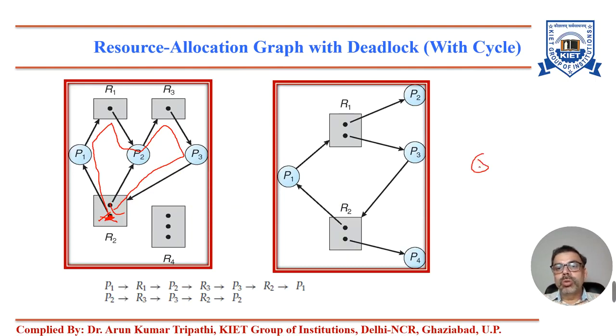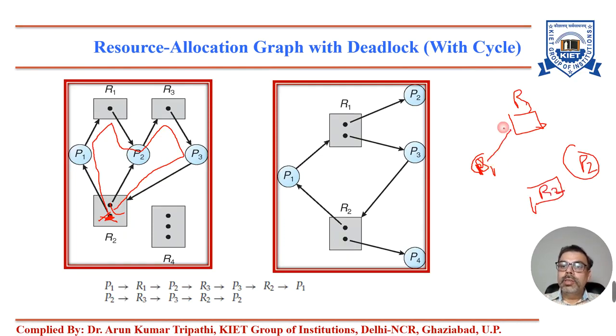For example, this is resource R1, process P1, this is process P2, and this is resource R2. P1 is requesting resource R1, and R1 is allocated to process P2. P2 is requesting resource R2, and R2 is allocated to P1. So here is a cycle, and definitely there will be a deadlock.